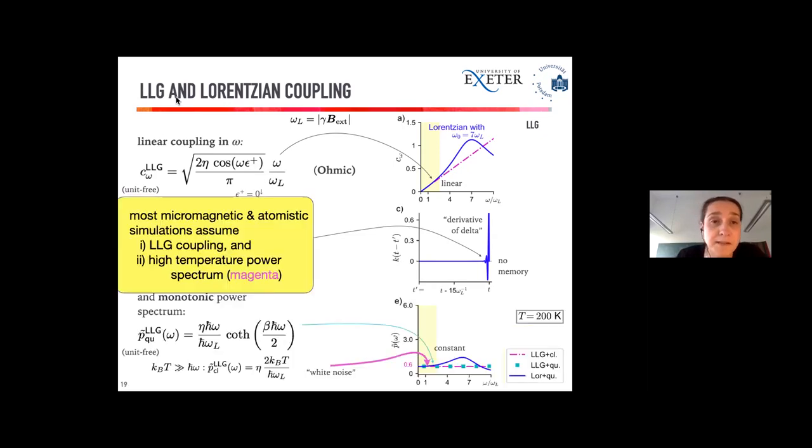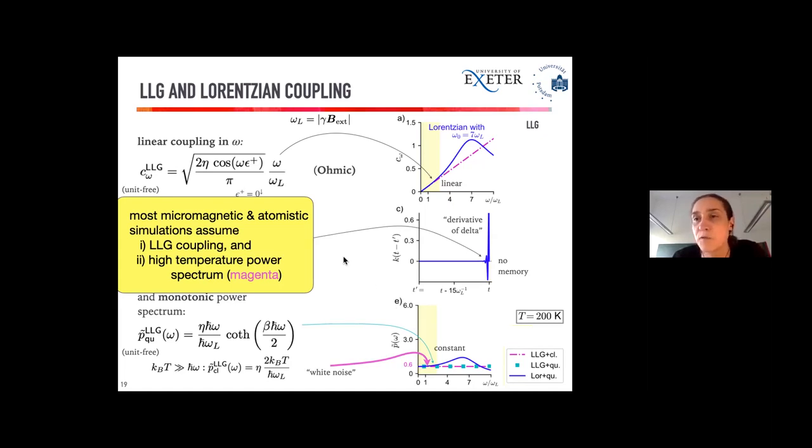Before I do that, let me just tell you that what people in magnetism currently do is they simulate the dynamics of many millions of spins that interact with each other, classical spins, and that's called atomistic simulations. And what they do is they assume LLG coupling. So they assume the LLG equation, and they also assume the high temperature limit. So instead of this power spectrum that belongs to this coupling function, they assume the high temperature limit where this cotangent simplifies and actually becomes frequency independent. So that will be this pink line here. That's what people do. And as I said, many of the simulations do not fit anymore to the experimental results.